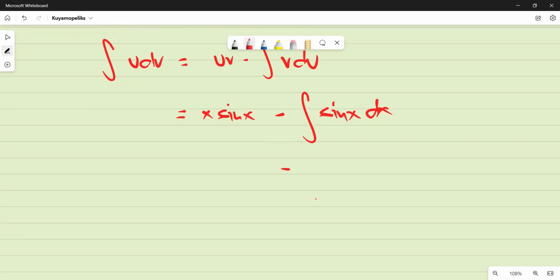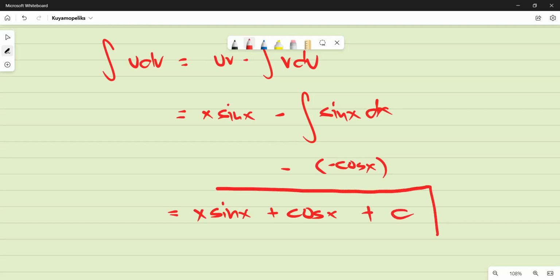And that is equal to negative. Ano ba ang integral ng sin x? Negative cosine x. So negative, magiging positive yan. So therefore, our answer is x sin x plus cosine x. And don't forget your vitamin C, plus C. So this is your final answer.